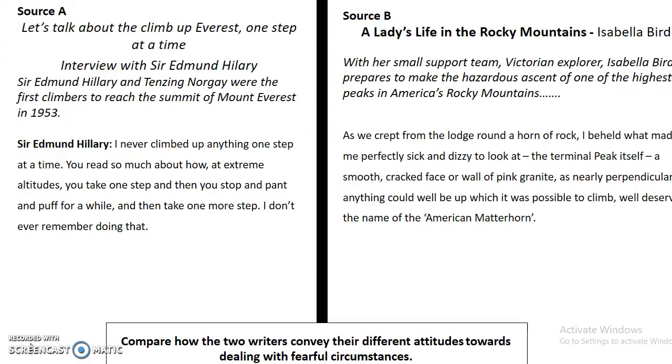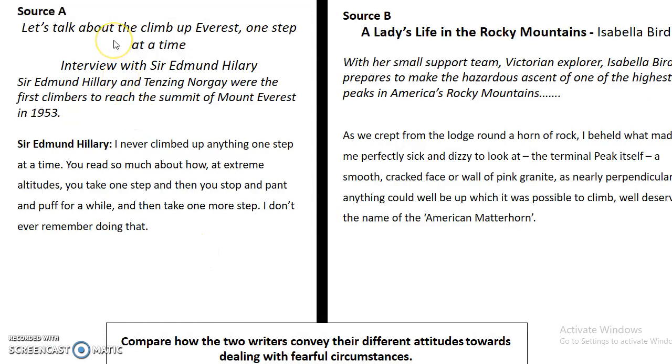Mock question below. Compare how the two writers convey their different attitudes towards dealing with fearful circumstances. The fearful circumstance here is that of climbing mountains. Okay, that's the similarity. But we need to find the different opinions, the different attitudes.